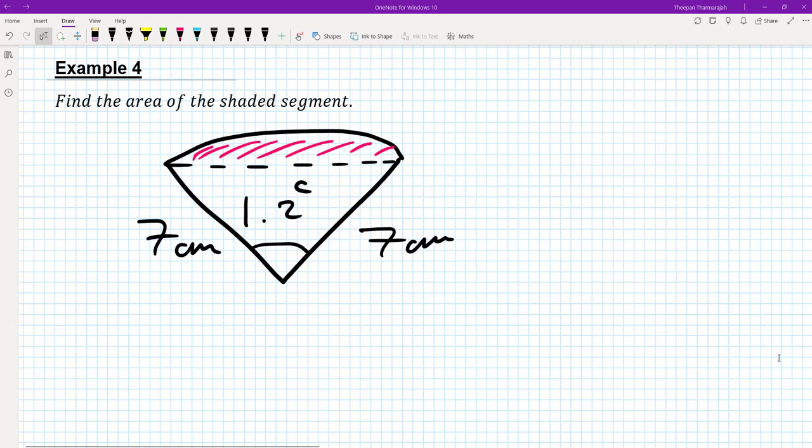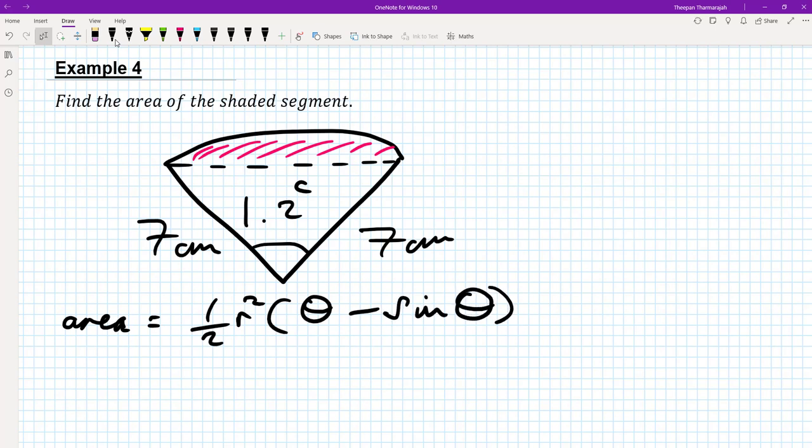The next example is about finding the area of a shaded segment. So what we're going to do is write down the formula for the area of a shaded segment. So the formula for the area of a shaded segment at A level is going to be a half r squared in brackets theta minus sine theta, like so.